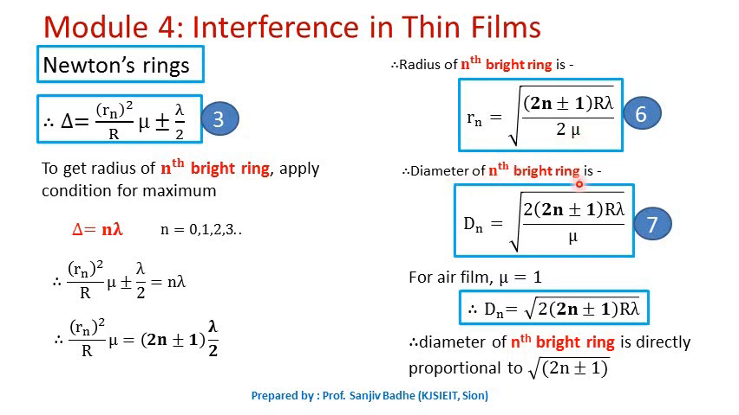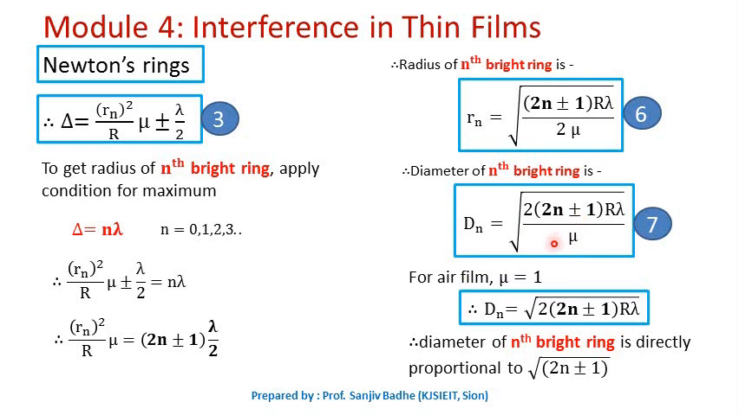The diameter of the nth bright ring can be written as the square root of 2 into (2n plus or minus 1) R lambda upon mu. So the diameter of the nth bright ring will be 2 times this Rn. When you multiply it by 2, inside the square root sign it will get multiplied by 4. The 2 will get cancelled with the 2 in the denominator and the other 2 will remain in the numerator.